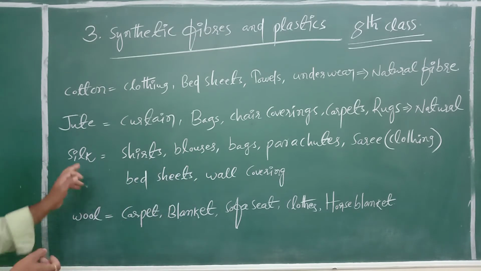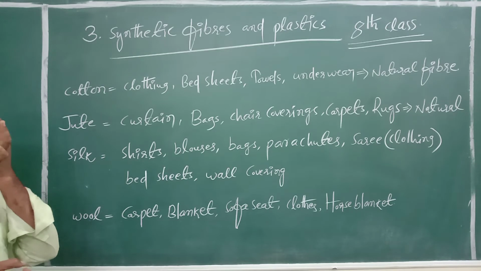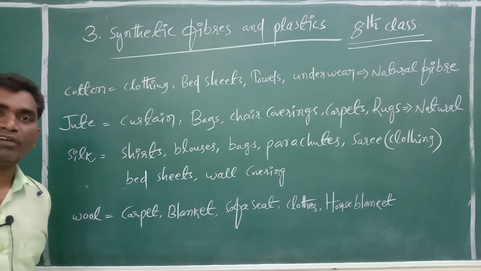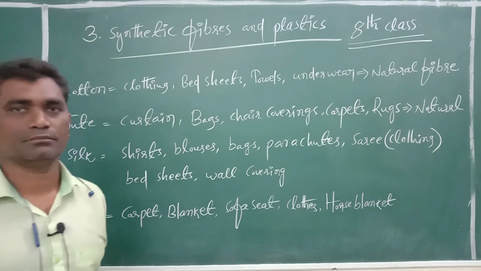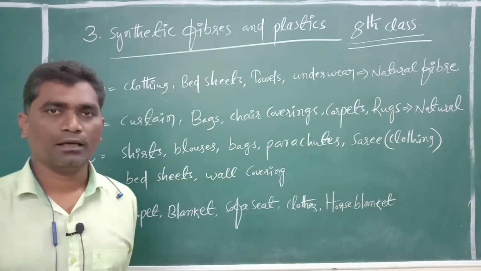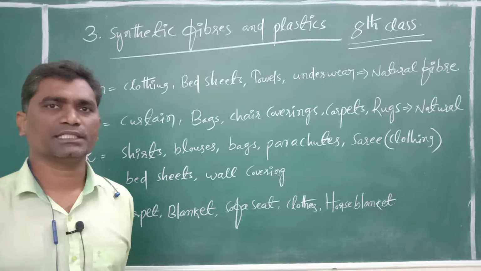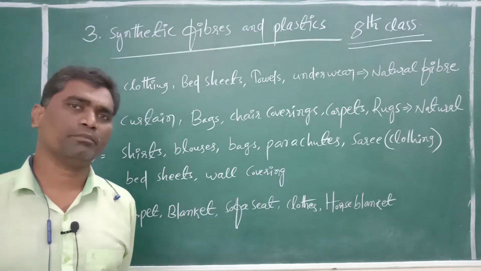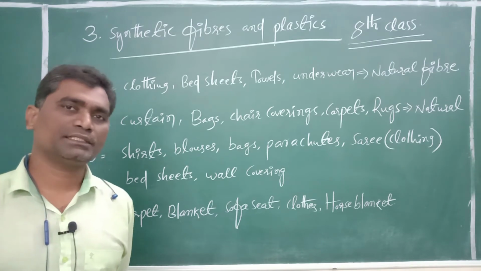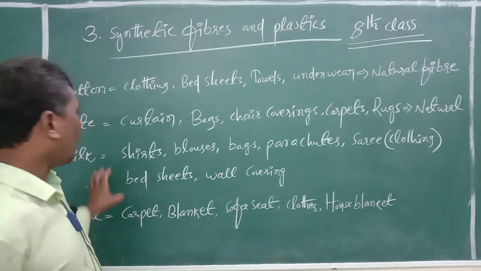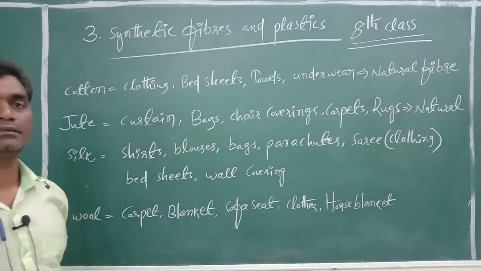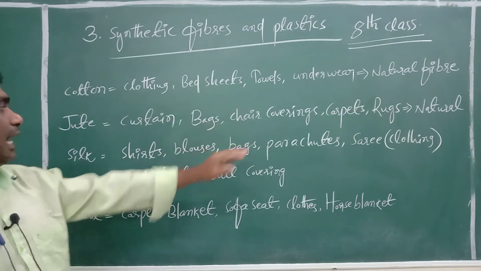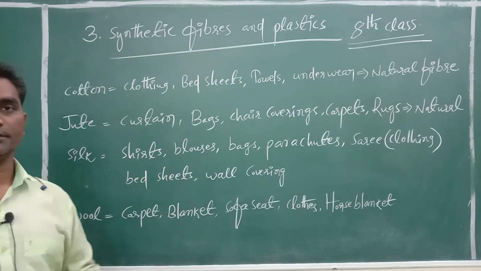Okay students, so with help of silk fiber, how we get this silk fiber? It is obtained from silkworms. Okay, silkworm is an animal, it's an insect, a small insect. From that silk fibers are obtained. From silk fiber, silk cloth is obtained. From that silk cloth, all these articles are made: shirts, blouses, bags, parachutes, saree, bed sheets, wall coverings.